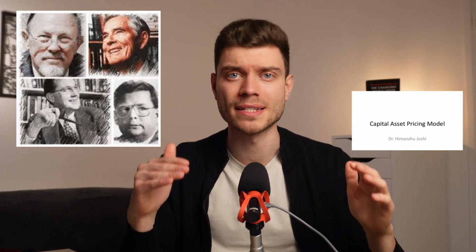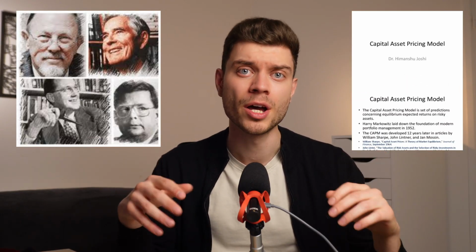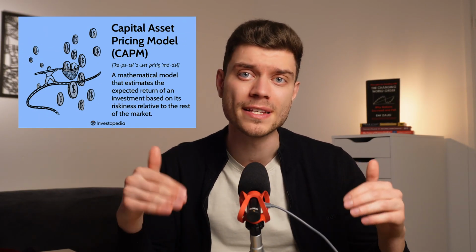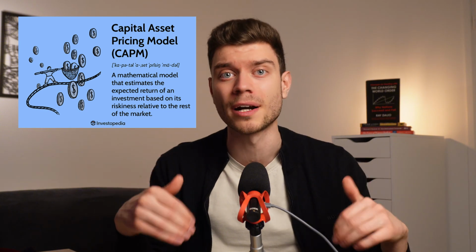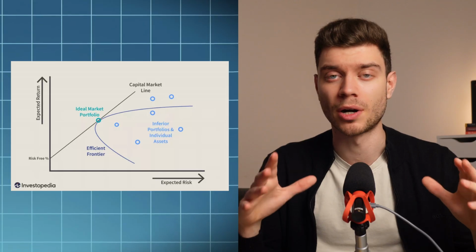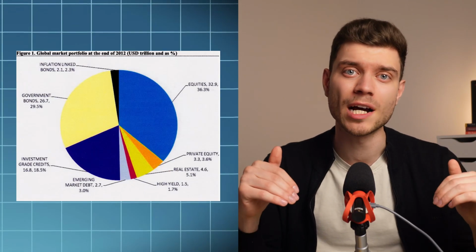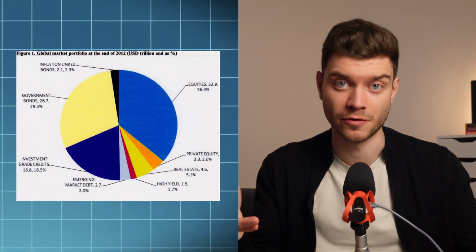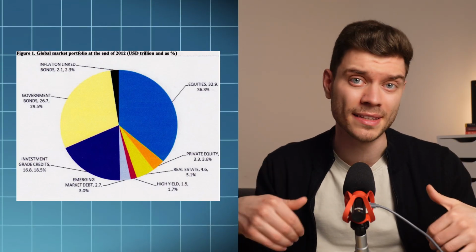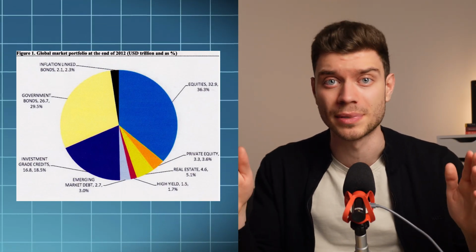In the 1960s, William Sharpe, John Lintner, and Jan Mossin developed the Capital Asset Pricing Model, or CAPM, which is a foundational finance formula used to calculate the expected return of an asset based on its risk relative to the overall market, or market beta. Their research concluded that the optimal portfolio is the market portfolio, which is a theoretical, highly diversified investment portfolio containing every available asset in the market, represented in proportion to its total market capitalization.